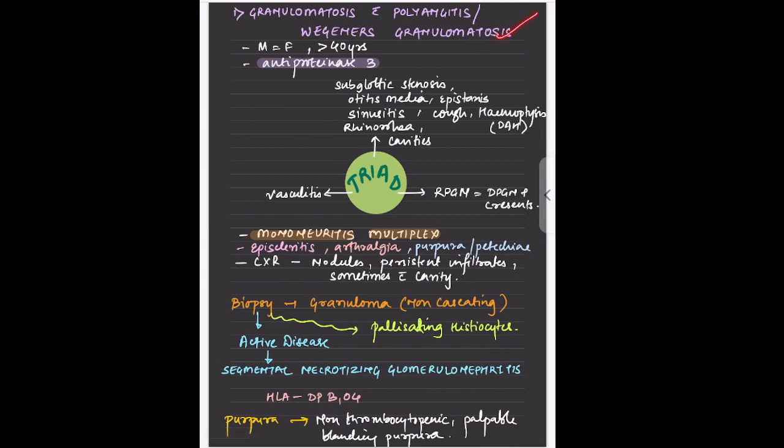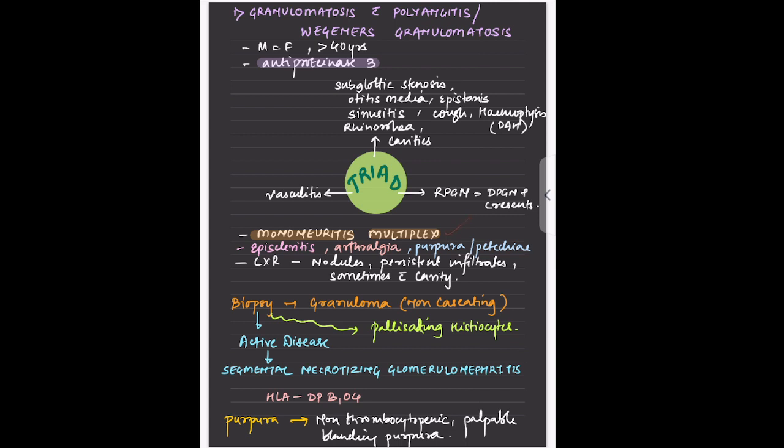So coming to Wegener's granulomatosis, mostly 40s to 60s, right? More than 40 years, and males and females are affected equally. Anti-proteinase 3 antibodies, and there is this triad. This triad says that there is an RPGN with crescents in the kidneys, and then there is vasculitis, and of course there would be sinusitis, otitis media, the ear infection, epistaxis, hemoptysis, cough, rhinorrhea, subglottic stenosis. So the case may be presenting you with all these symptoms.